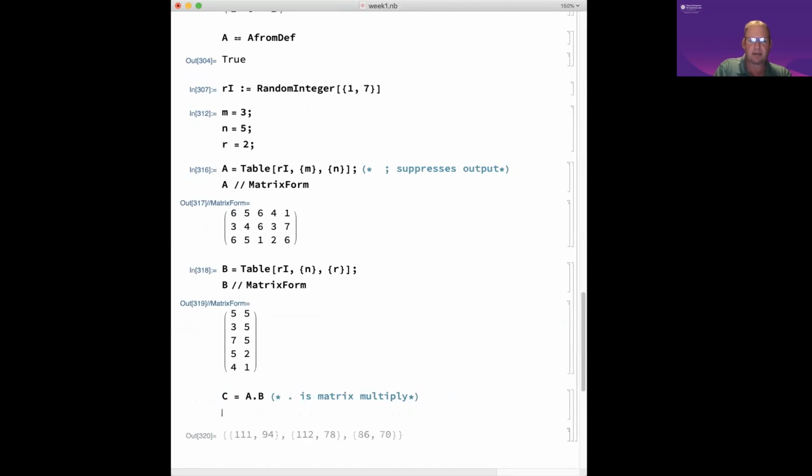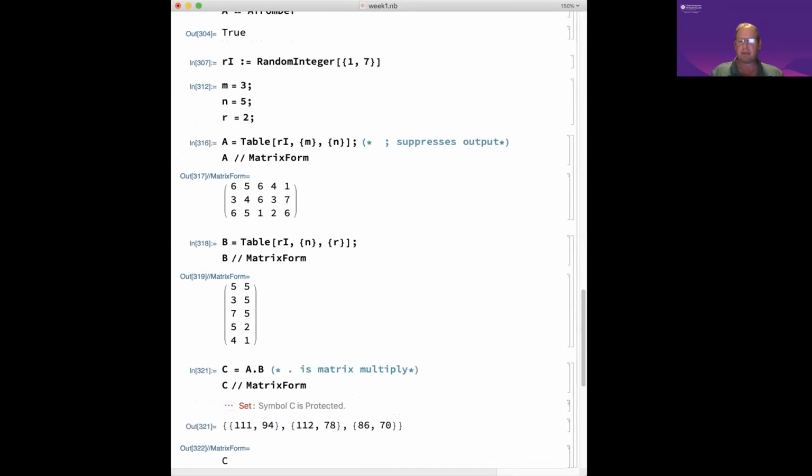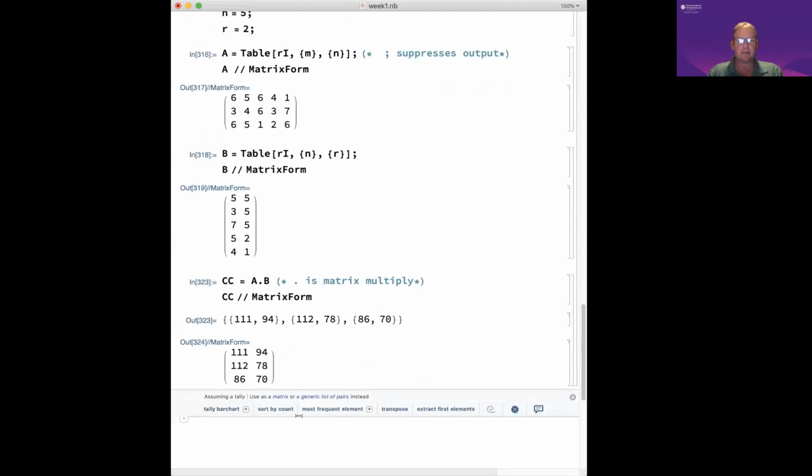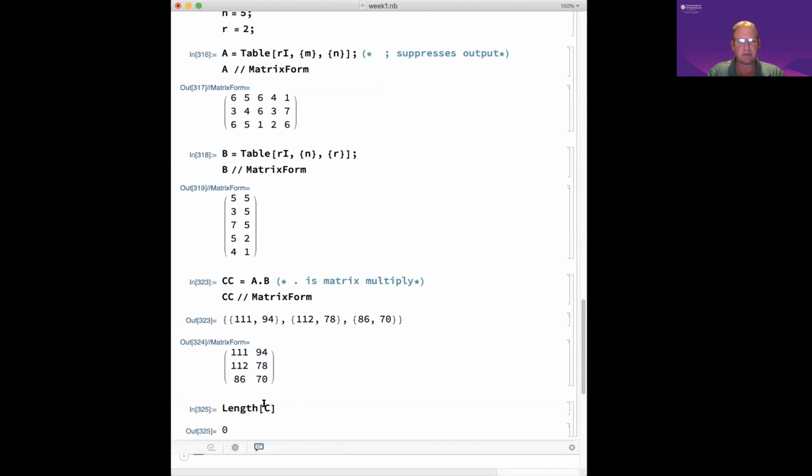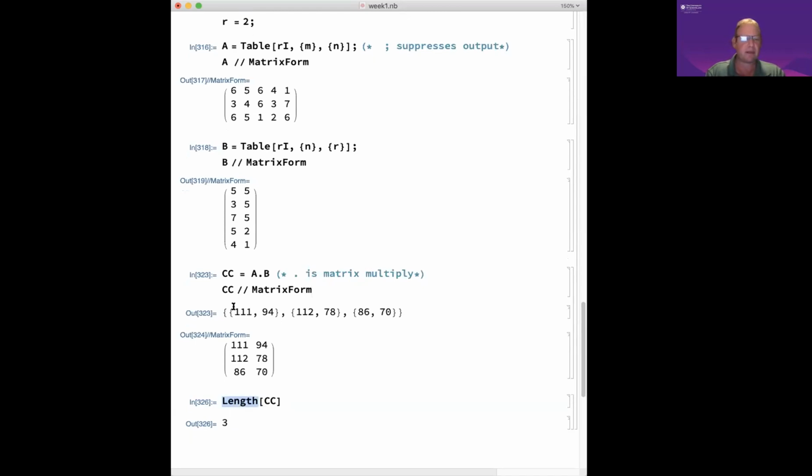Now let's call this a matrix C, and ask it to present it nicely. Oh sorry, C is a protected word in Mathematica, so we'll call it CC. So we got a matrix. What's the dimension of CC? I'm actually not sure how to get the dimension of a matrix. We can do Length of CC, and it'll just give us 3, the first dimension, because matrices are nested lists. So we got a 3 by 2 matrix, because we've kept the row dimension here and the column dimension here. Now, what will happen if I do B dot A? What's going to happen here?